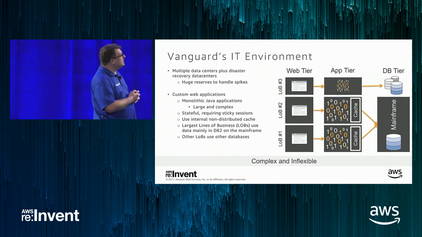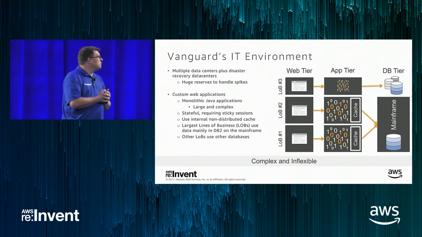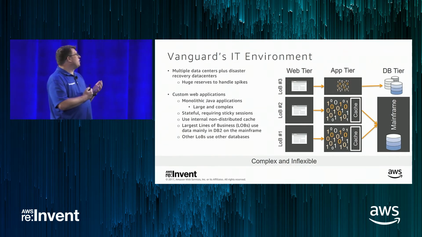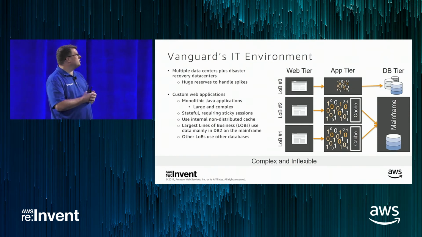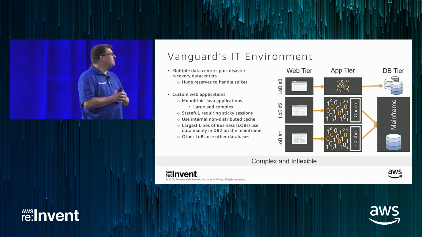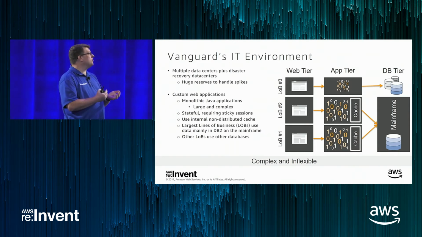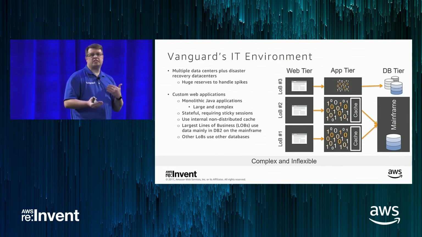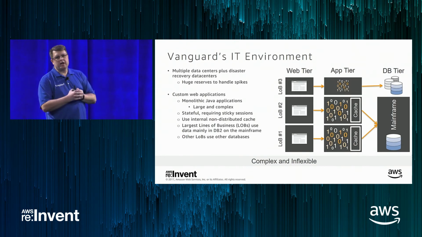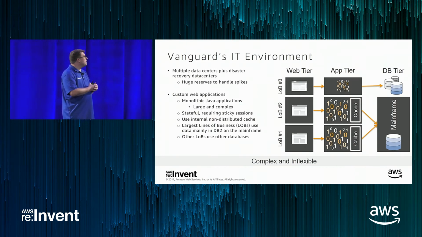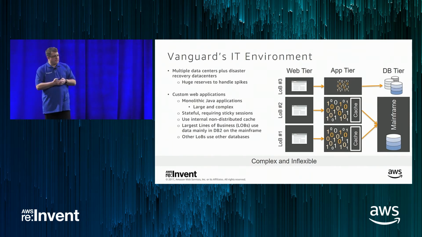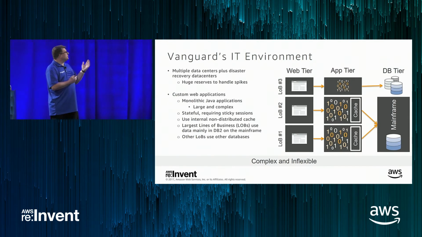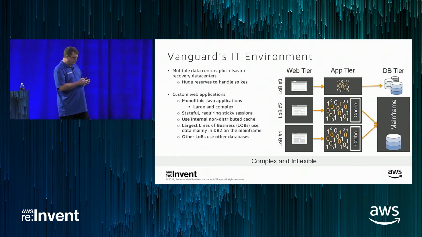Typically, our web interfaces, you can see here, are custom web applications, 3-tier, large monolithic Java applications, very complex. Many of them now have internal caches, non-distributed, which means that all the sessions are stateless. Obviously, that impacts scalability. Our largest lines of business use DB2 on the mainframe for their data storage. And some of our other lines of business do use other databases as well.